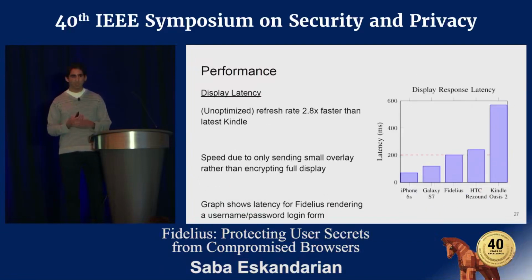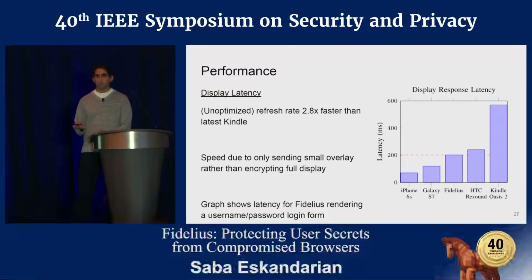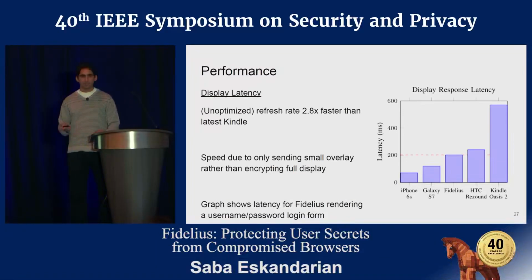Despite having the unoptimized refresh rate, we're still getting refresh rates that are about 3 times faster than what you'd get on the latest Kindle e-reader, which is maybe not the highest bar, but usable nonetheless. In addition to this, we are comparable to middle market smartphones, like the HTC Resound, which is a phone from a few years ago. You can see, though, that we're not quite as fast as things like the Galaxy phones and iPhones. But the system, and you can see it on the video if you go watch, moves at a speed that's usable for a person.